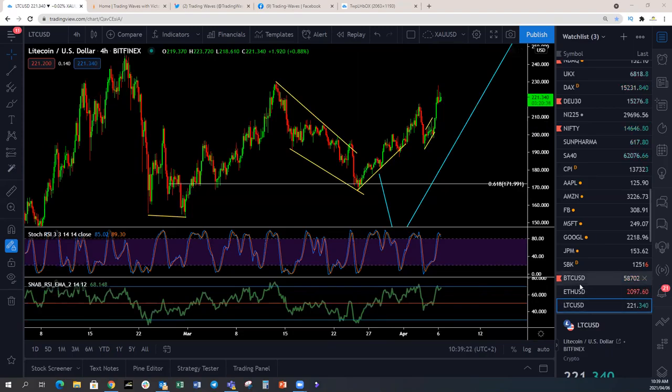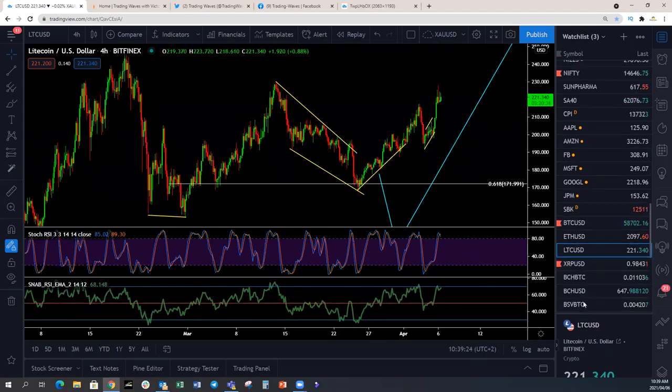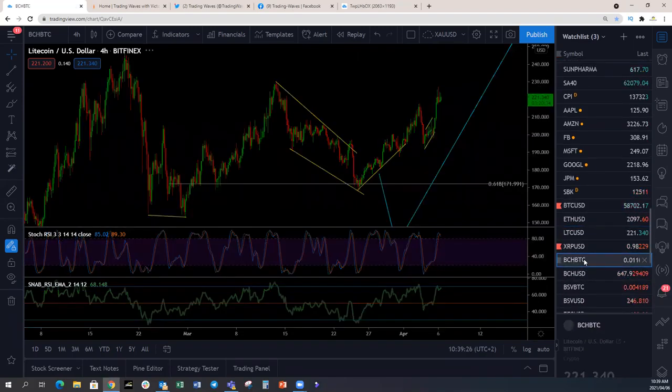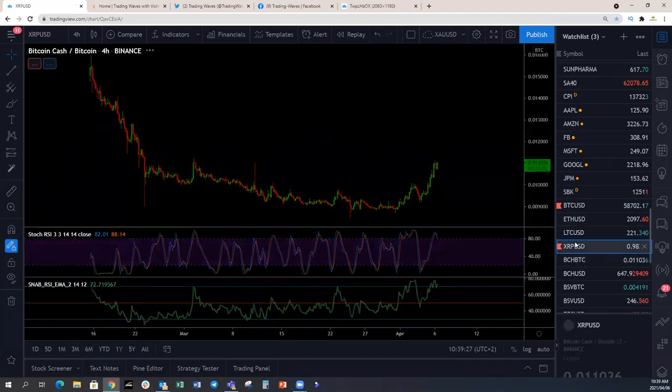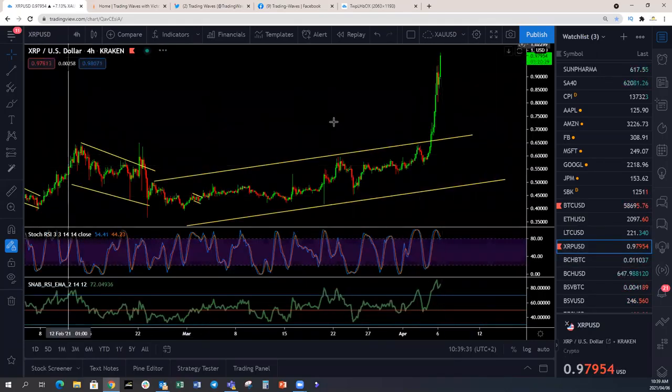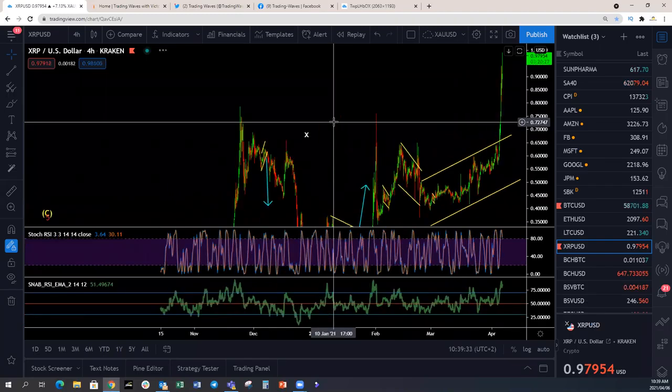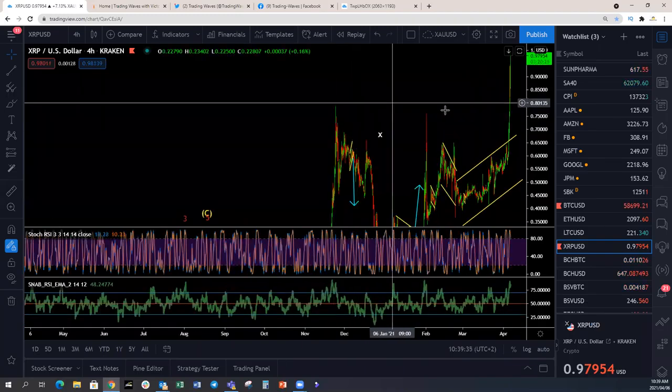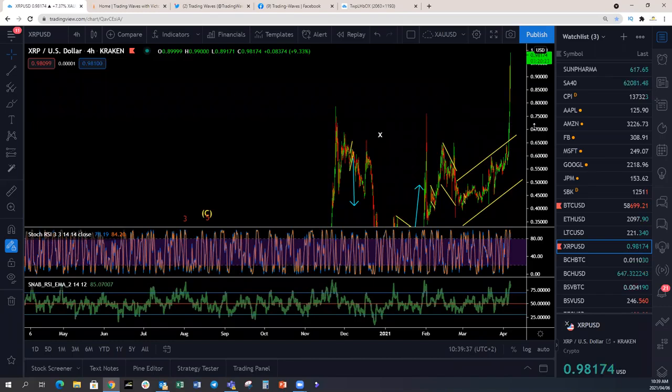Litecoin, nothing, no new trade setup, but we'll wait for confirmation. Ripple, pushing up higher above the all-time highs. Looks like Ripple is ready to go.